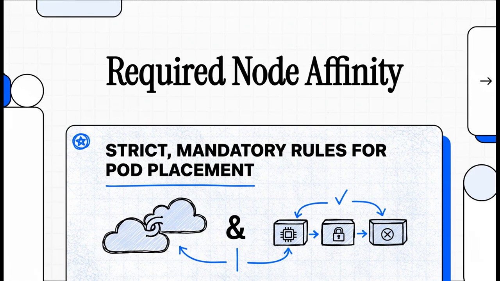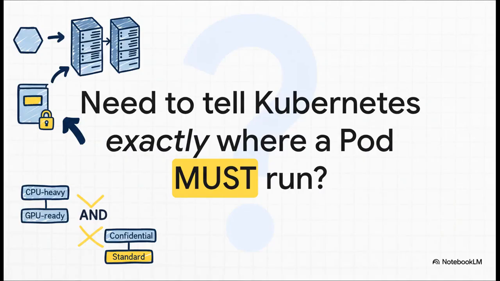So let's talk Kubernetes. You ever have one of those applications that absolutely has to run on specific hardware? Maybe it's a machine learning job that needs a GPU, or a sensitive app that you have to lock down to a specific security zone. Well, today we're going to master required node affinity, the tool that gives you that exact, mandatory control over where your pods land. Yeah, so let's dig into that challenge.